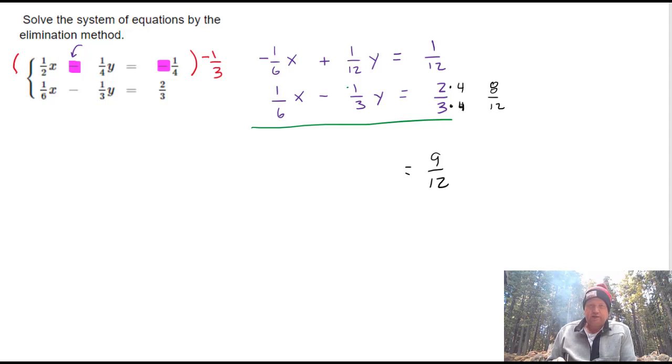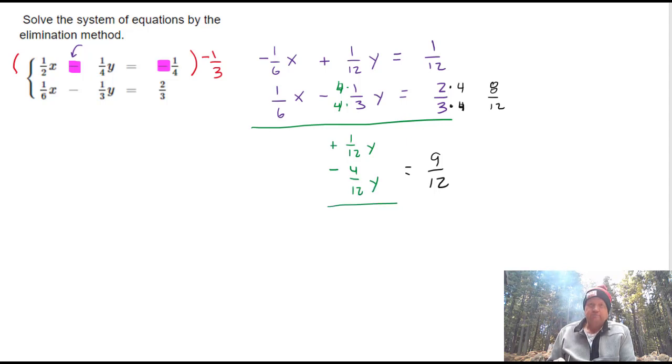Let's do this one as well. I'm going to multiply that by a 4, and I'm going to multiply that one by a 4, because that's going to give me a 12 on the bottom. So I've got plus 1/12 y, and then I've got a minus 4/12 y.